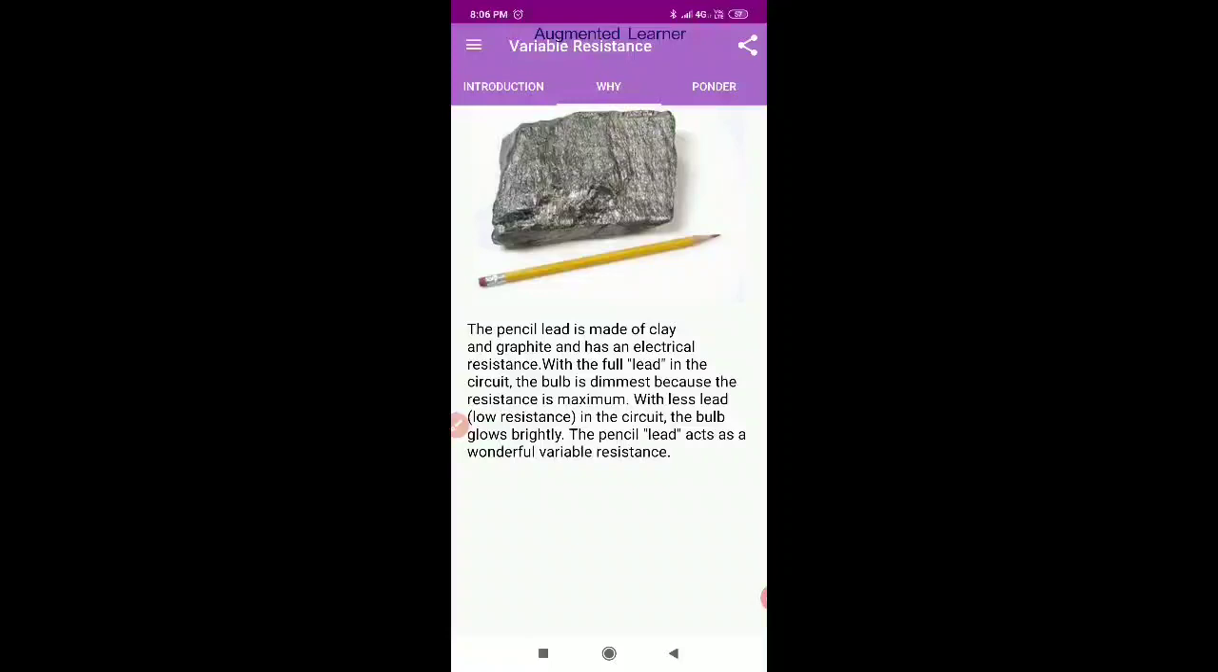I hope you understand variable resistance and enjoy this activity of how to make a variable resistance at home by simple material. Perform this activity under the supervision of your parents. Don't do this activity alone.